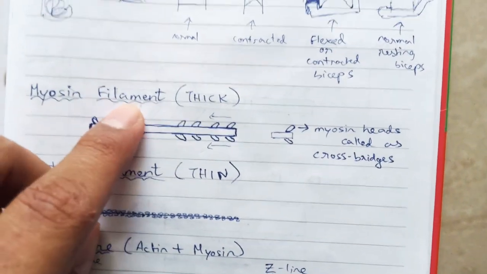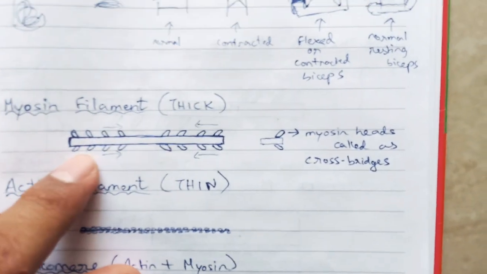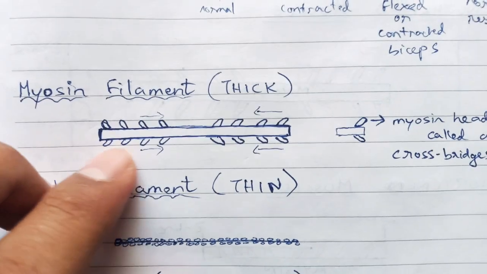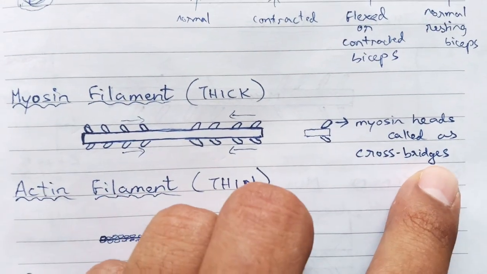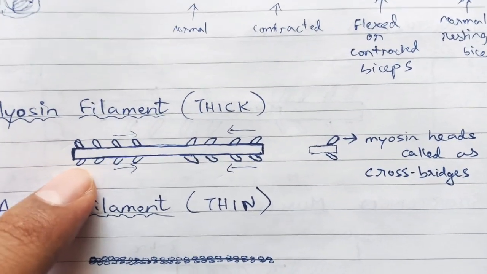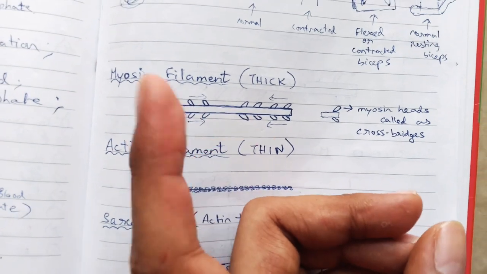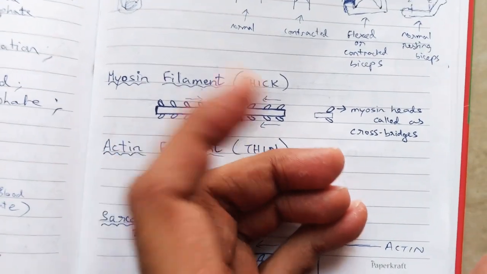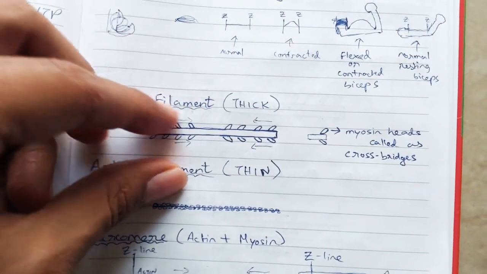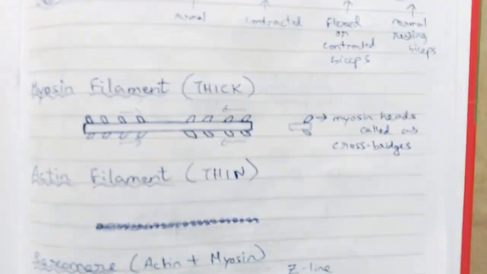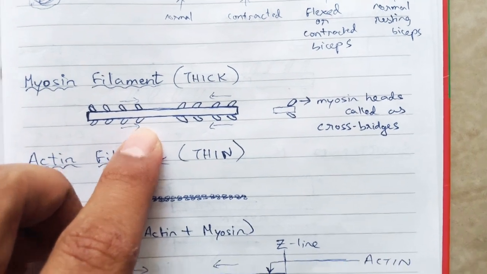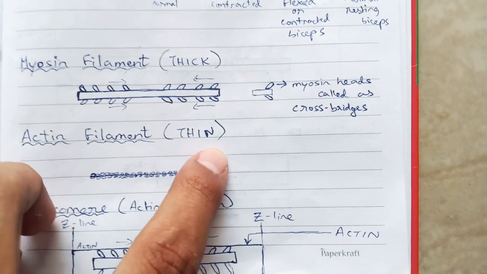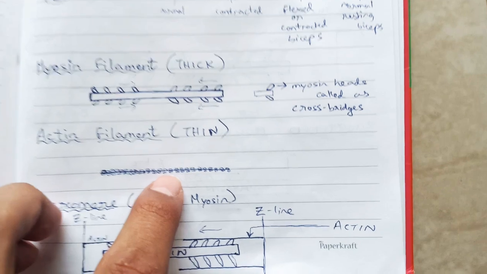Now this is what a myosin filament looks like. It is a little thick and it has these small heads. These heads, myosin heads, are called cross bridges. Just remember this. These are like your fingers, right? You're trying to flex your finger. If you're trying to flex your finger this way, if there is something on top of this, it will move in this direction. That I'll tell you in a bit. Just remember, this is how a myosin filament looks. An actin filament is a very thin line. This is how an actin filament looks.